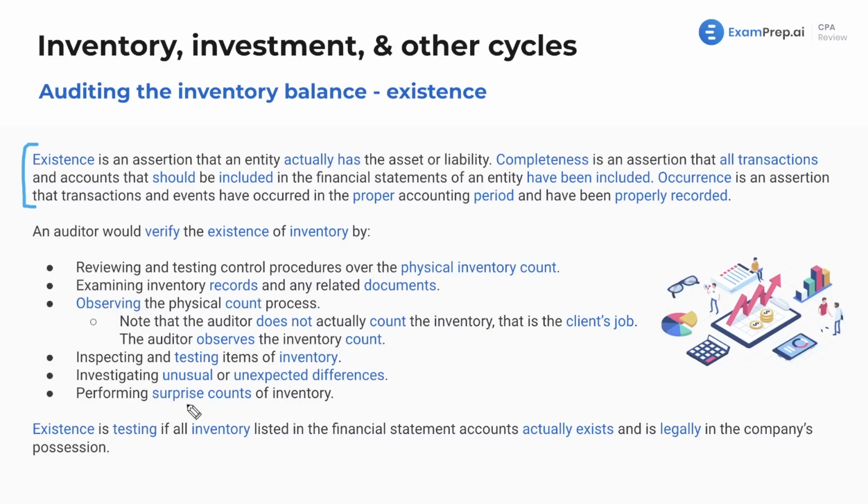And then performing surprise counts of inventory. You show up to the warehouse and say, hey, I need you all to count the inventory for me. It's unexpected. So any test that is unexpected and you just pop up, that's going to be a more effective test because no one has the ability to hide any fraud that they were doing in the moment. Lastly here, existence is testing if all inventory listed in the financial statement accounts actually exists and is legally in the company's possession. Perfect. Making sure you got that down.